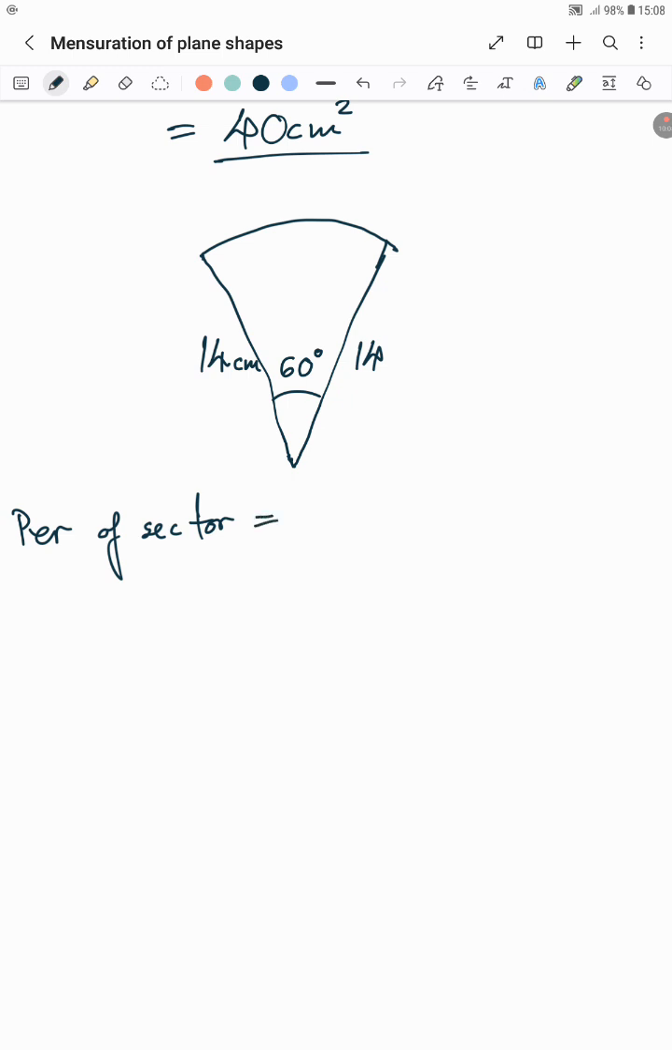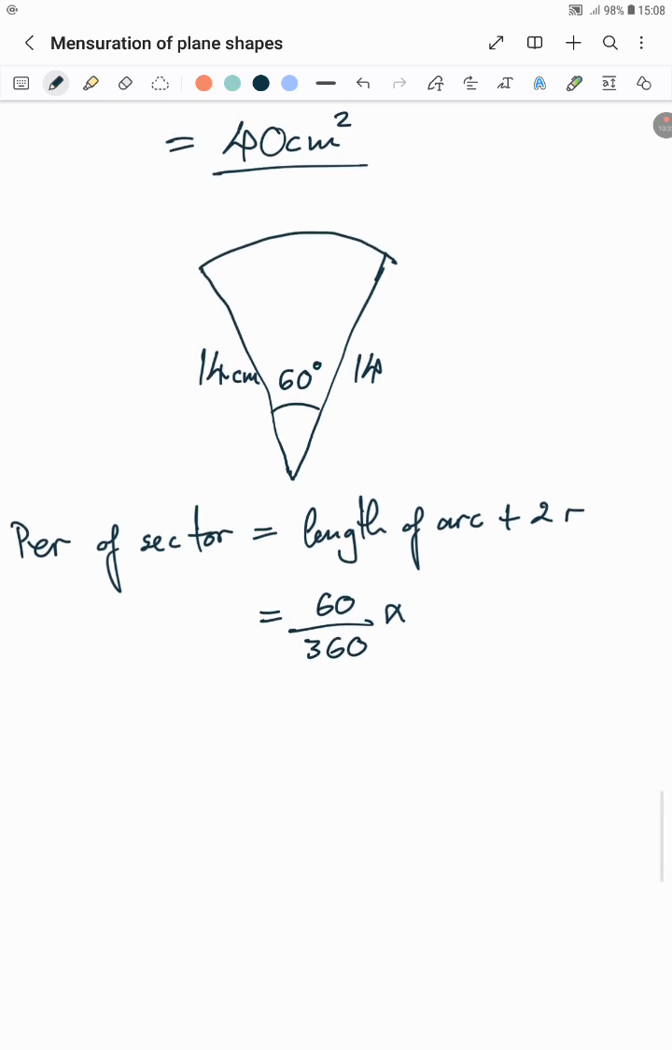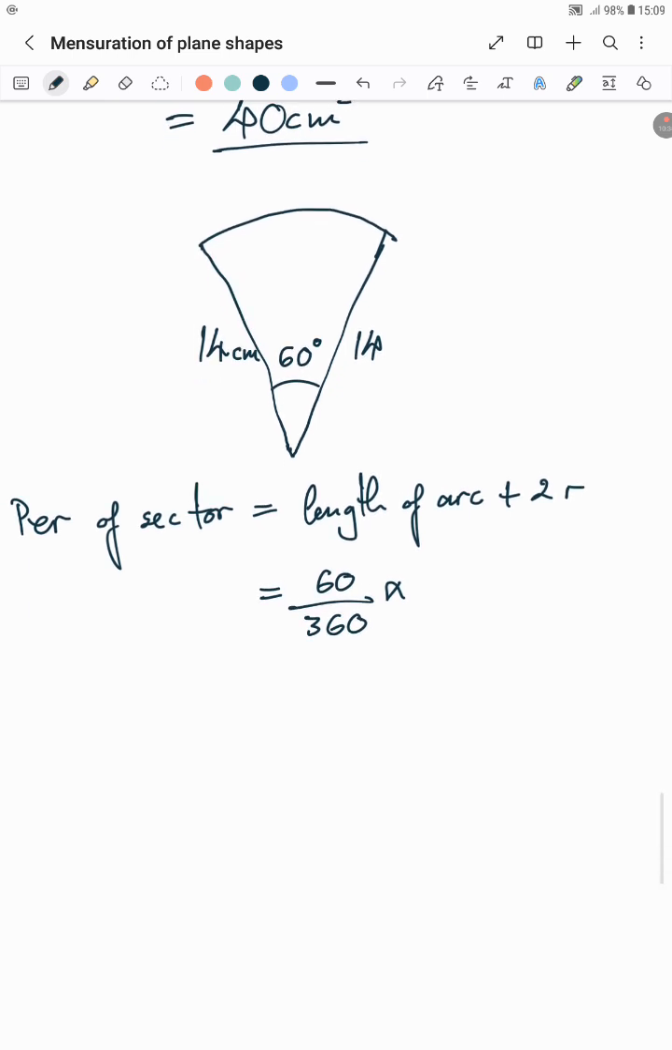is equal to length of arc plus 2 radius. So length of arc, how do you find that? It is a fraction of the circumference of a circle. So we say 60 over 360, because the whole circle is 360 degrees, times the circumference of the circle. So it's pi d.